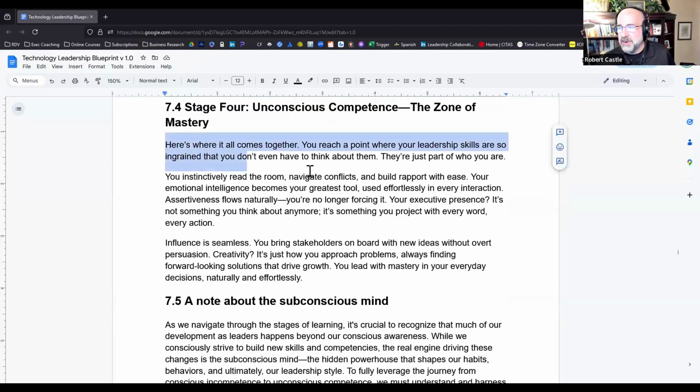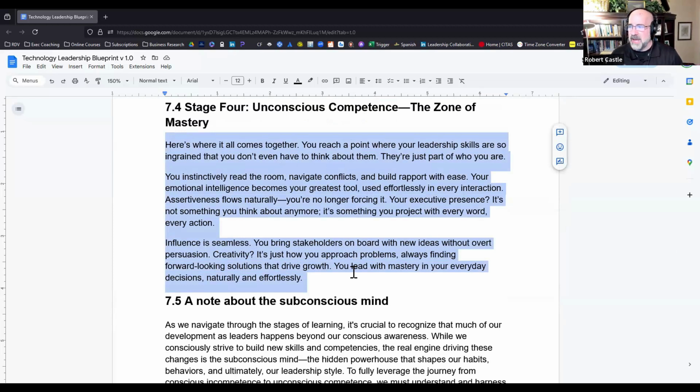Here's where it all comes together. You reach a point where your leadership skills are so ingrained that you don't even have to think about them. They're just part of who you are. You instinctively read the room, navigate conflicts, and build rapport with ease. Your emotional intelligence becomes your greatest tool, used effortlessly in every interaction. Assertiveness flows naturally. You're no longer forcing it. Your executive presence, it's not something you think about anymore. It's something you project with every word and every action.